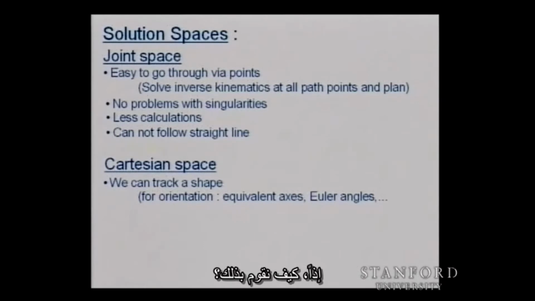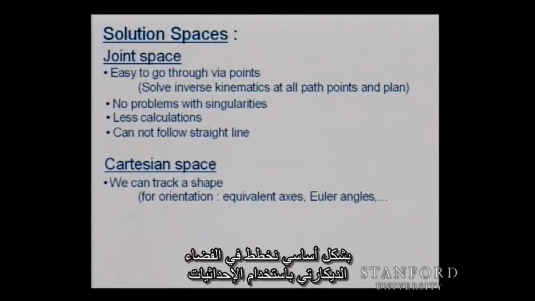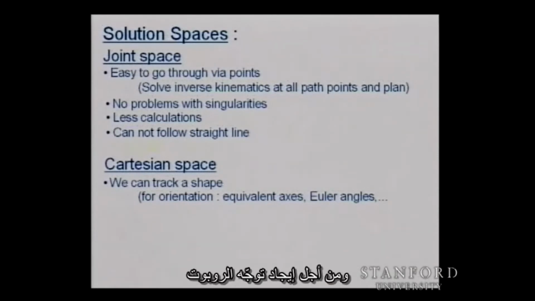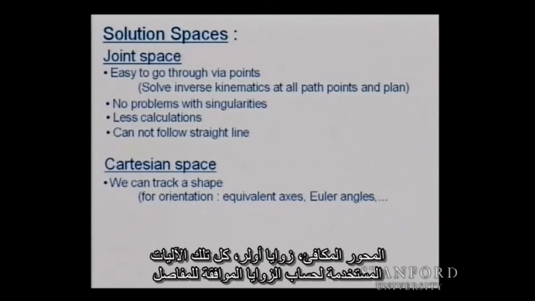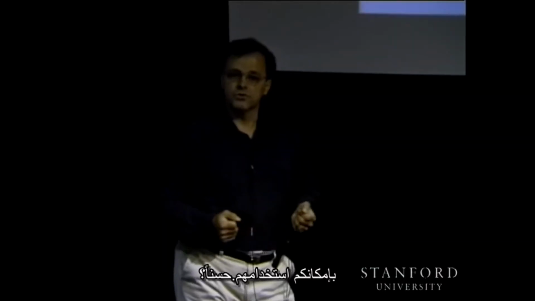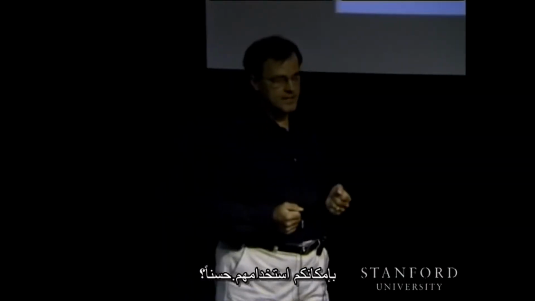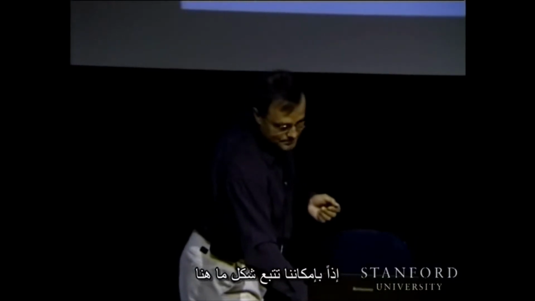So how do we do that? Basically, we plan in Cartesian space using the coordinates, and then to find the orientation of the robot, we can use any of the mechanisms that you've learned so far. Equivalent axis, Euler angles, all these mechanisms to compute the corresponding angles for the joints, you can use those formulas, right? So we can track a shape here.